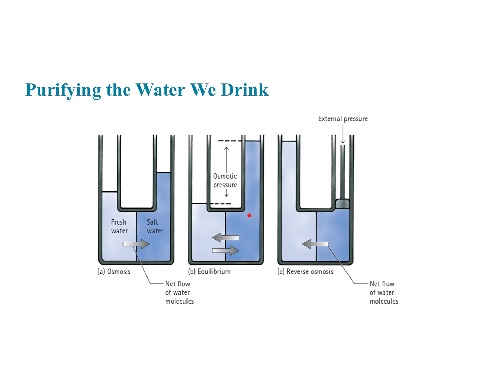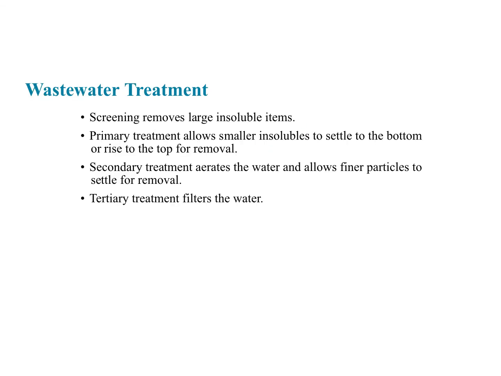and it will continue until it reaches an equilibrium where there's balance. You can see this guy has gone down a little bit and this guy has gone up a little bit in this middle picture. Now, what you can do is apply an external pressure, this piston here, and push the water back through the filter, leaving the contaminants on this side and giving you more fresh water on that side.